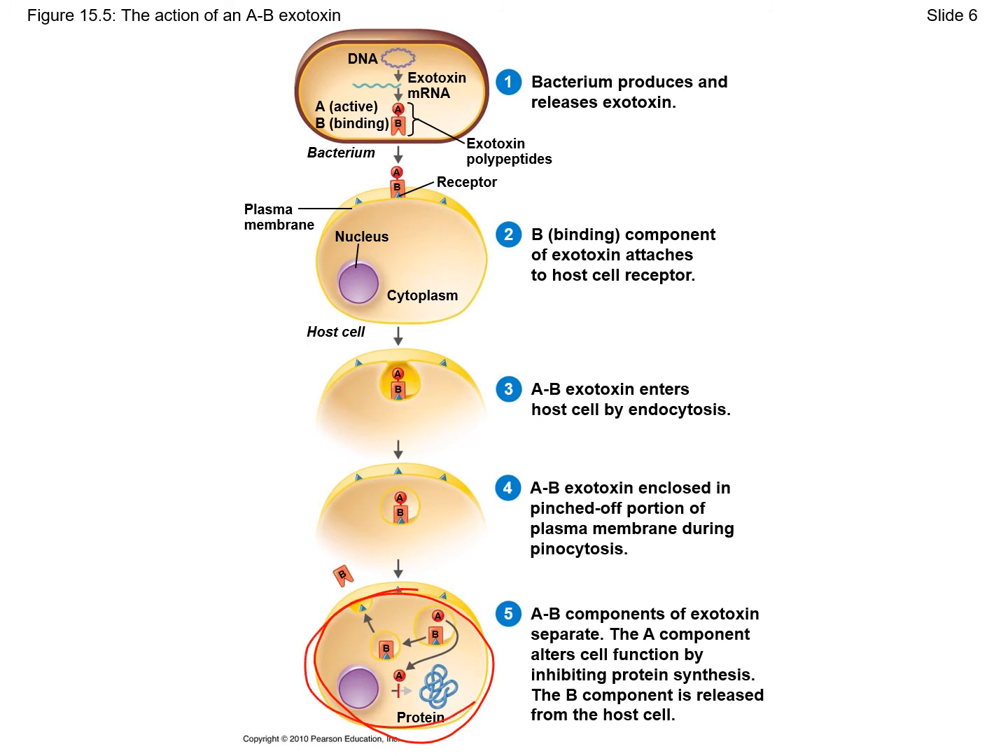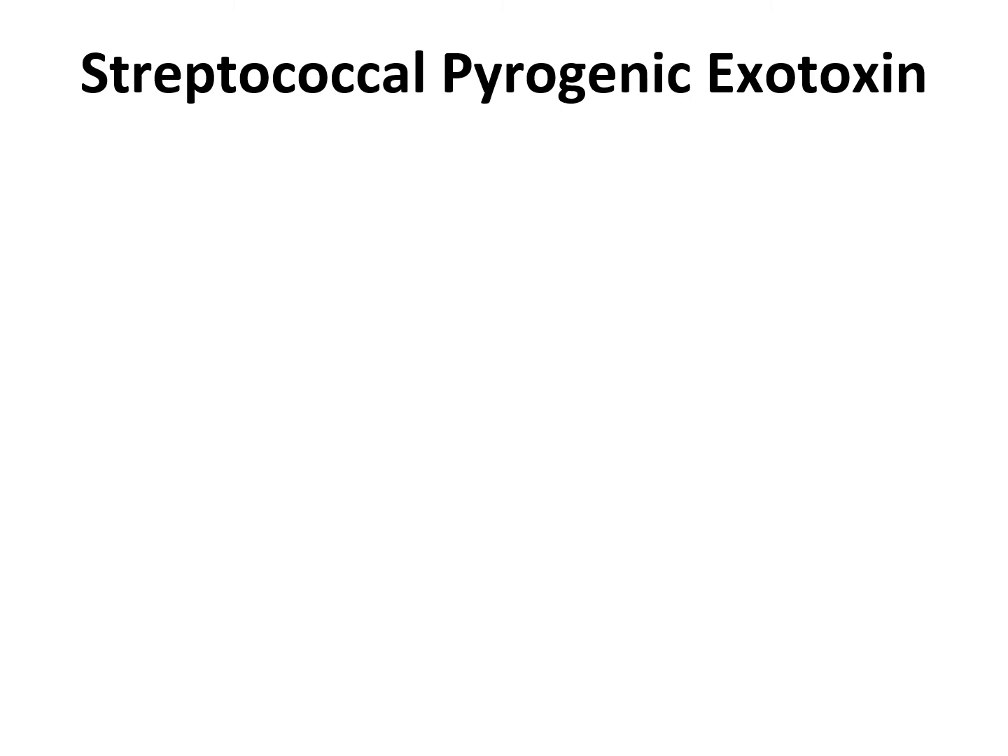And different exotoxins have different negative effects. But an AB exotoxin has 2 parts. The B component is used to recognize the specific target cell. The A component has the negative effect on the target cell. While there are hundreds of different types of exotoxins, there are just a few that I want to talk about.